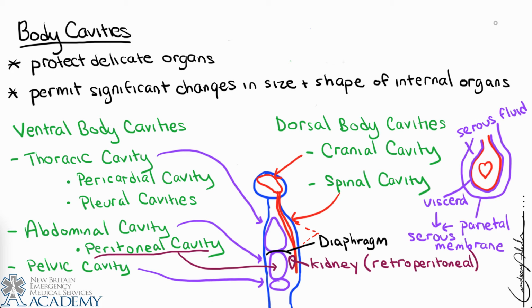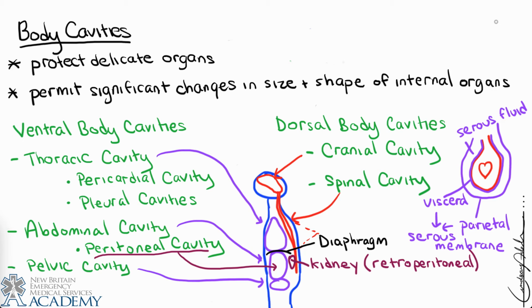The second function that we talked about is the movement of the organ and its ability to change size and shape. We know that the heart's function is to pump blood, so it's going to be beating. It's going to expand and contract, getting bigger and smaller, bigger and smaller. And as it does, it's moving around inside of that cavity. The visceral membrane is adhered to the heart, so it's moving with the heart. But the parietal membrane really isn't moving.